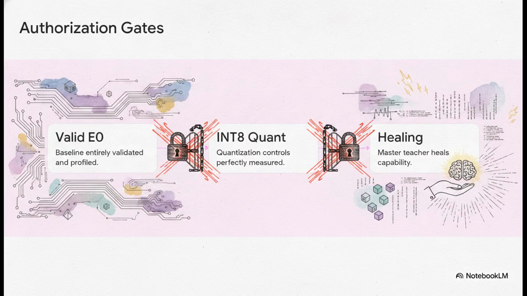They operate on this incredibly strict fail-closed methodology using authorization gates. Basically, they cannot move to Step 2, testing the INT8 quantization, until the E0 baseline is entirely validated and profiled. And they certainly cannot move to Step 3, the teacher healing, until the quantization controls are perfectly measured. You cannot pass go until the previous step is mathematically proven.